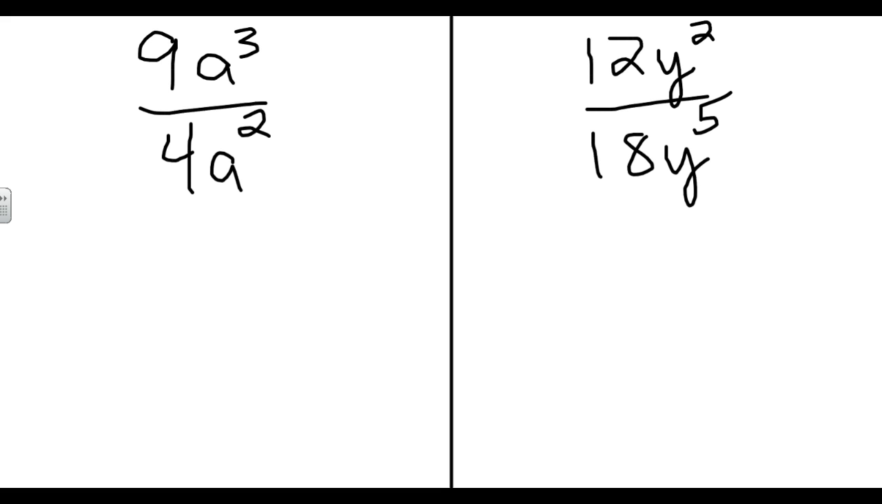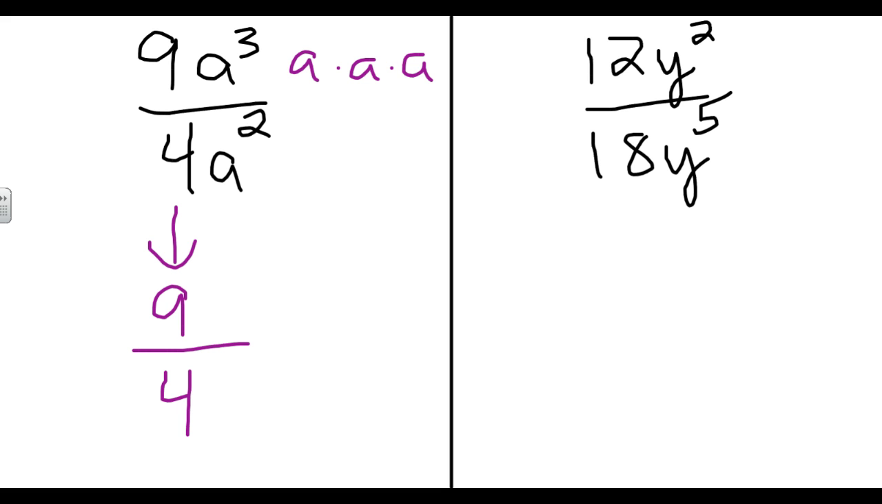So for this first one here, the numbers are as simple as they can get. We have a 9 in the numerator and a 4 in the denominator. And now, as far as the a's are concerned, we have 3 a's in the numerator, 2 a's in the denominator. I'm just going to rewrite them here.